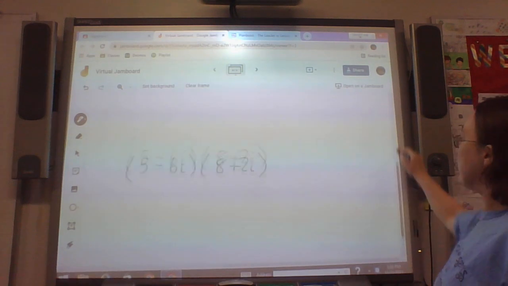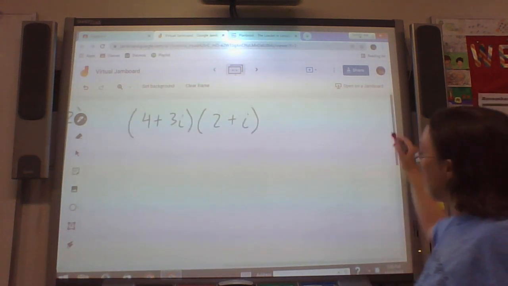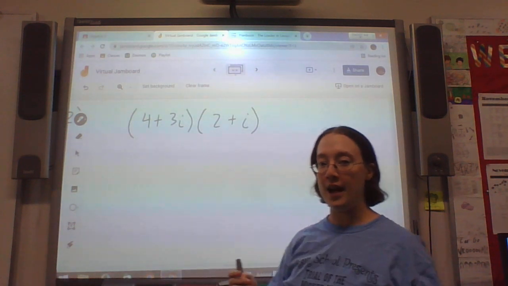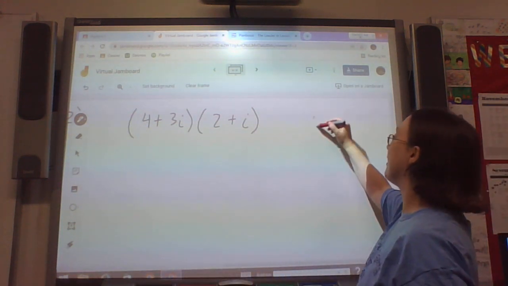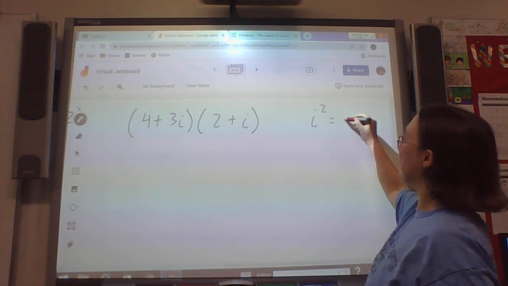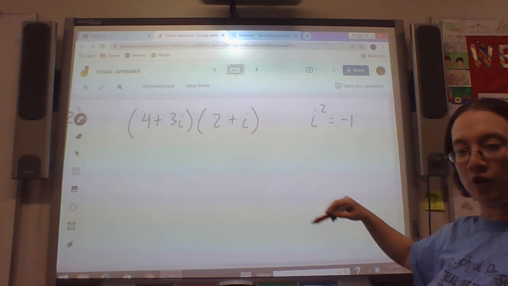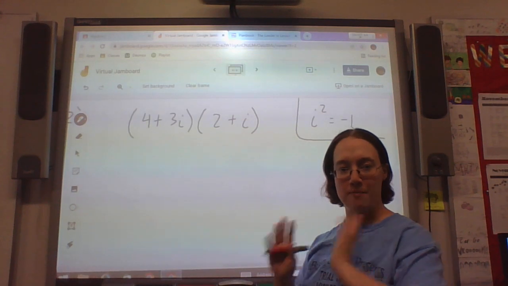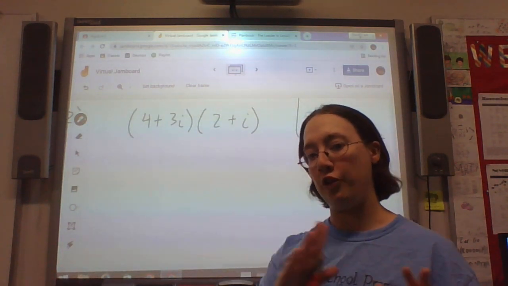Multiplying is where it gets a little bit trickier. Because if you think back to what we said about i's before, if we just have an i, that's an i. But if we have an i squared, that was a negative 1. So I'm just going to put that over here and put a little box around it. Because the big thing with these is just remembering to do something with that once we've got it.